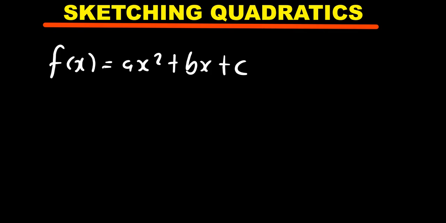Now, the highest power of a quadratic function, or the highest power of x, is 2. If I say f(x) = x², this is still a quadratic function. Now how do we sketch quadratic functions? Let's say you're asked to graph f(x) = x². How do you graph f(x) = x²?